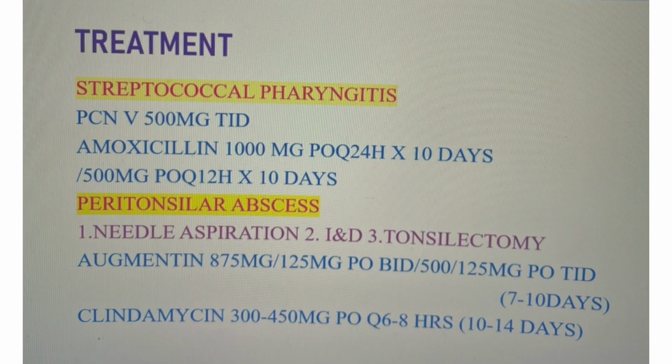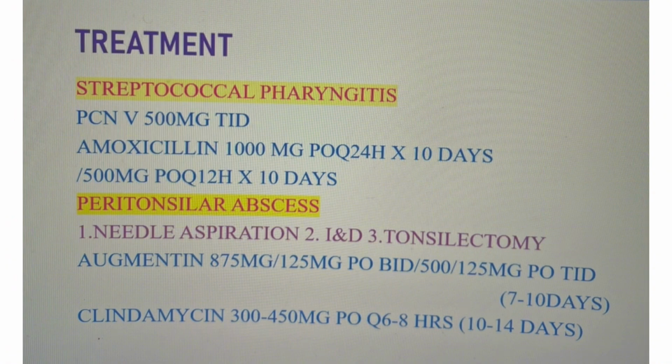Next is the treatment of peritonsillar abscess. We already discussed the clinical presentation in the last slide. The first line treatment is needle aspiration. If that fails, we can do incision and drainage. That should be done by expert clinicians who can do drainage of a peritonsillar abscess. And if that fails, we can refer to ENT surgeons for tonsillectomy.